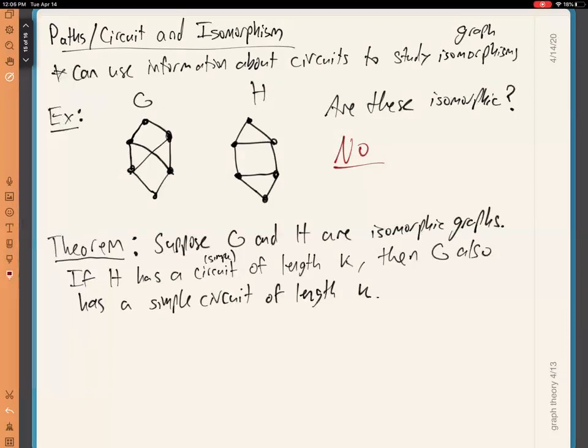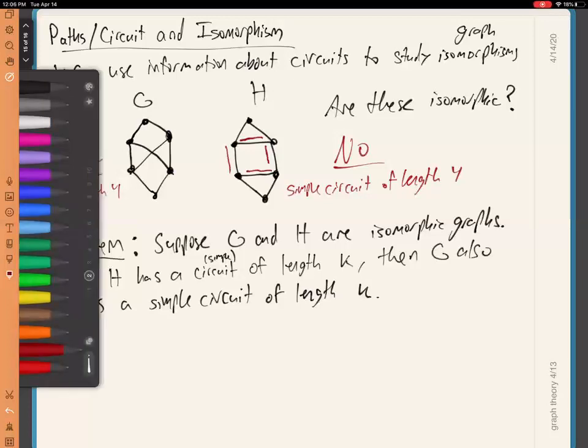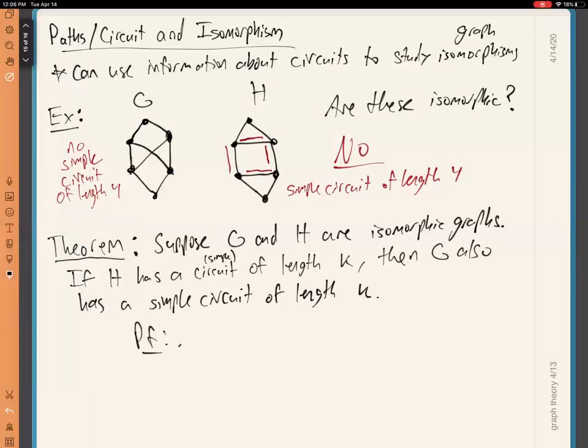Right, and so how are we going to apply this? Well, if I go back to H, here I'm going to outline a simple circuit of length 4. Well, if I look at the graph G, there's no simple circuit of length 4 in this picture. And so, what is the proof of this theorem? You're going to use the fact that if they're isomorphic, then the different edge relationships have to correspond to one another between the two graphs. So for the proof, it'll be in your next homework. And so the important point is that you can use properties about circuits to detect whether or not two graphs are isomorphic.